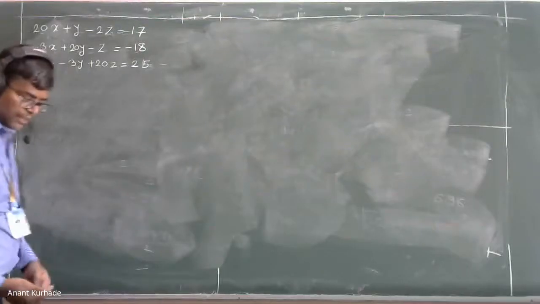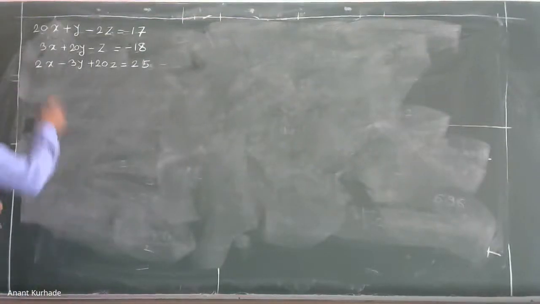What is your first step? Partial pivoting. Now we are seeing whether this given set of equations is with partial pivoting or without partial pivoting. Whether these given three equations are with or without partial pivoting. With partial pivoting. How can you understand this?